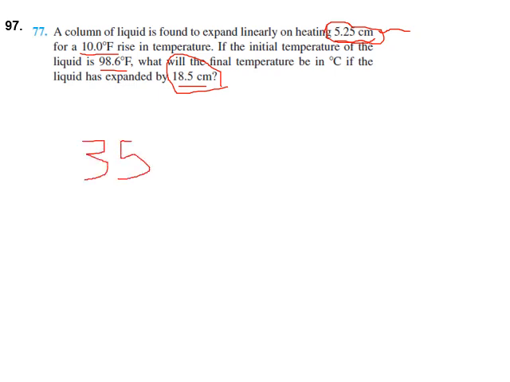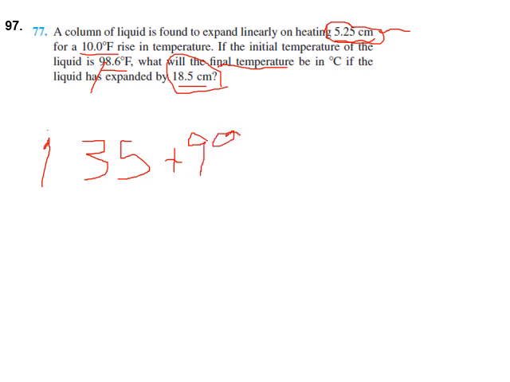But that's not the answer to the question, because that's not what they were asking. They're asking, what's the final temperature going to be if it went up by 35 degrees, but it started at about 99 degrees? Then you have to add that. So that's about 134 degrees for your answer.